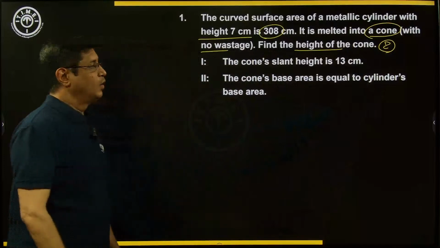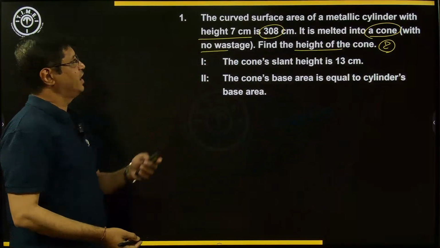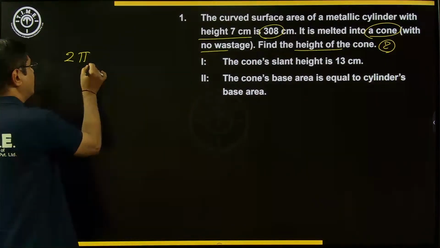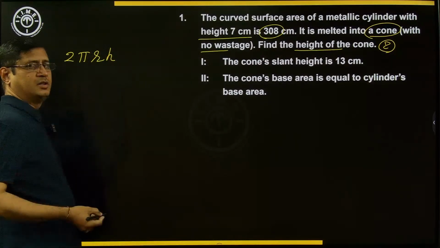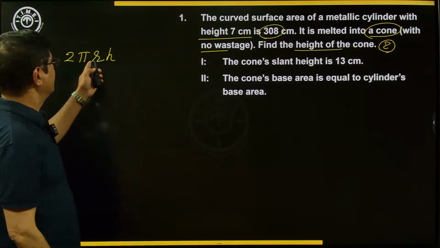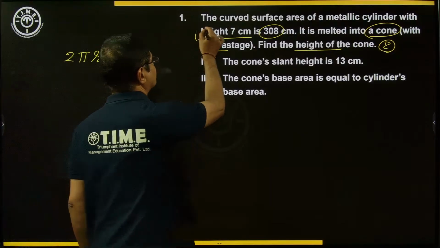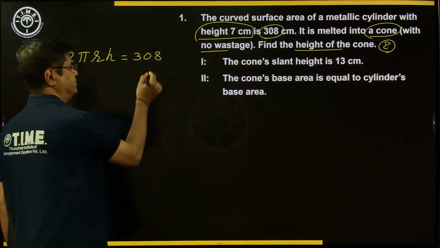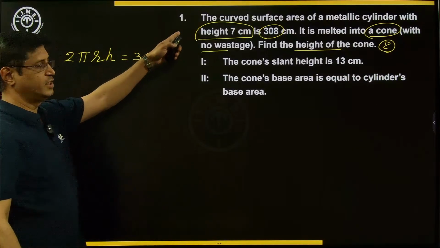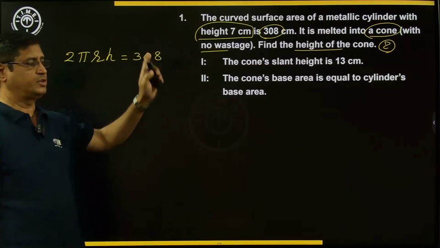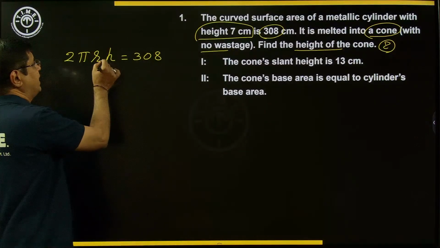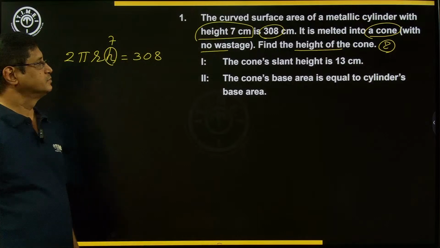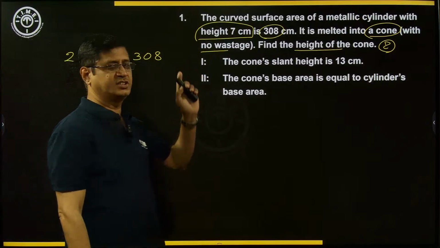What is the formula to find the curved surface area of a metallic cylinder? Curved surface area is 2 pi r h. The value of pi is approximately 22/7. Now height is given. Height is equal to 7, and the value of curved surface area is 308. This is the information given in the question itself. Now we can find the value of r. Here h is 7, r we can find. Now look at the first statement.